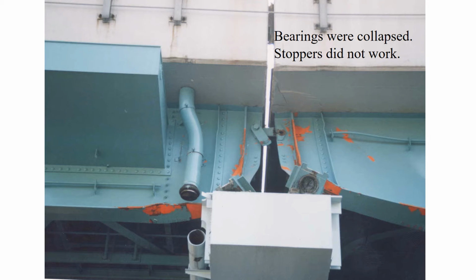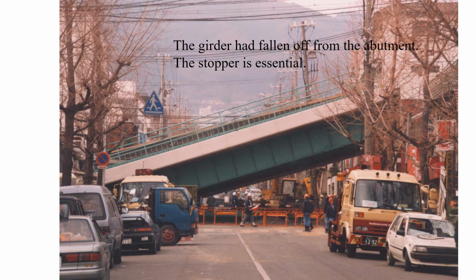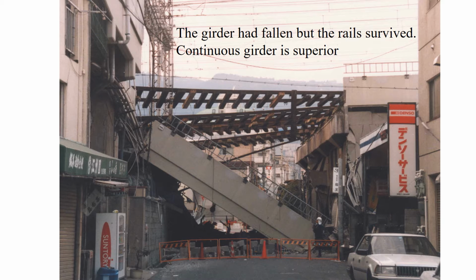You can see bearings were collapsed and the seismic stopper was broken. The girder had fallen off from the abutment. To prevent this, the stopper is essential. This is a simply supported railway bridge. The girder fell down from the abutment. Only the rails survived.